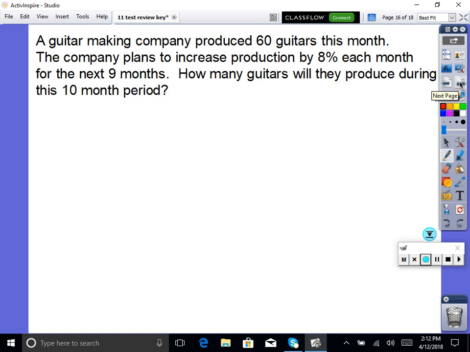And that brings me to our last question. Well, not quite. A guitar making company produced 60 guitars this month. So write out a picture if you need to. The company plans to increase production by 8% each month for the next 9 months. So starting here, the next 9 months, not a total of 9 months, but the next 9 months.